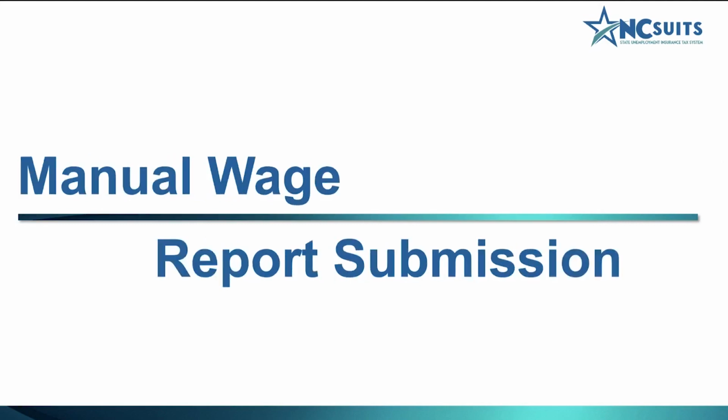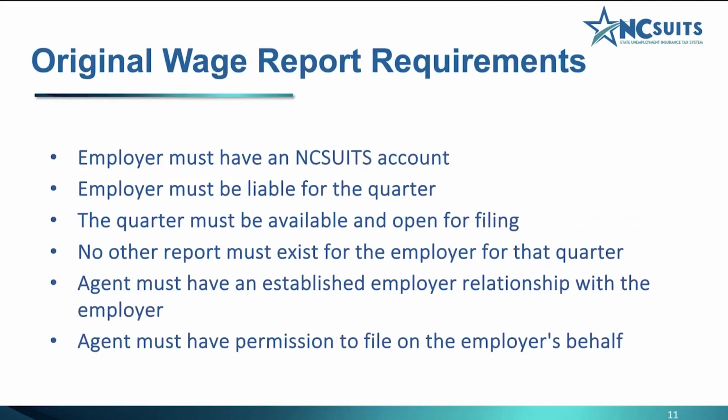You can submit your wage report in one of two ways: by navigating to an authorized employer's portal and filing wages using the same method as an employer, or by uploading a wage file via the agent portal. The employer must have an NC Suits account, be liable for the quarter. The quarter must be available and open for filing, and no other report must exist for the employer for that quarter. The agent must also have an established employer relationship with the employer and have permission to file wages on the employer's behalf.